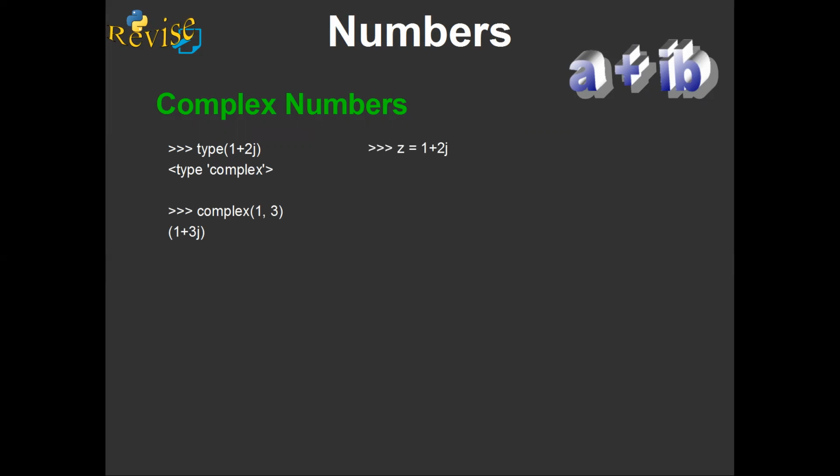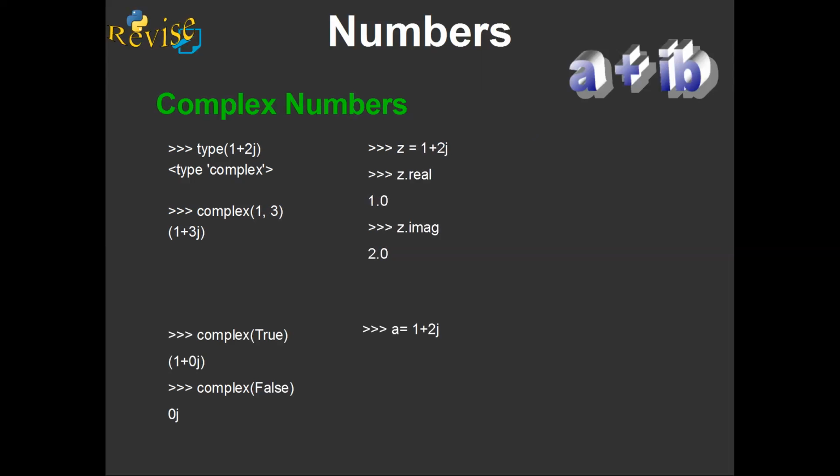So let's say you have a complex number, z equals 1 plus 2j. How does Python store it? It stores it in two parts: z.real stores the real part, and z.imag stores the imaginary part. So if you want to access the real part and imaginary part of a variable storing a complex number in your program, this is how you can do it. If you take complex of True, you get 1, complex of False, you get 0j. You can have mathematical operations on it.